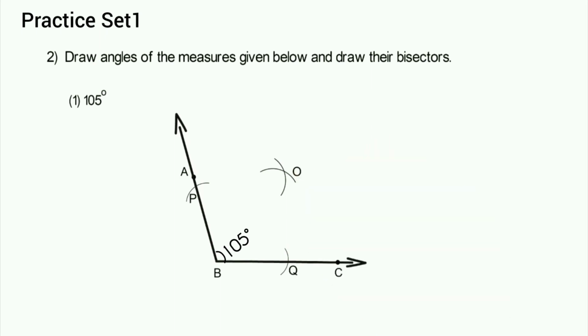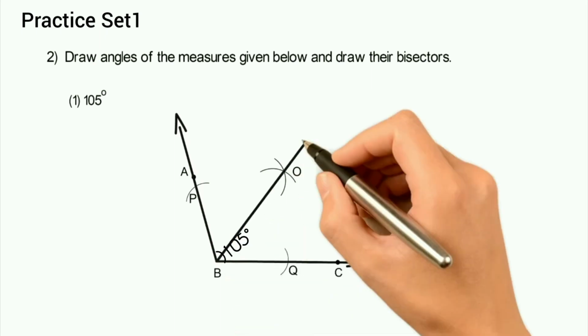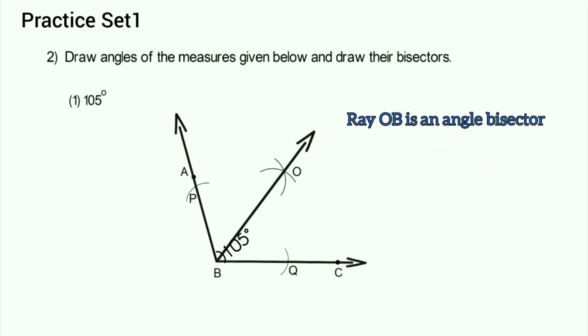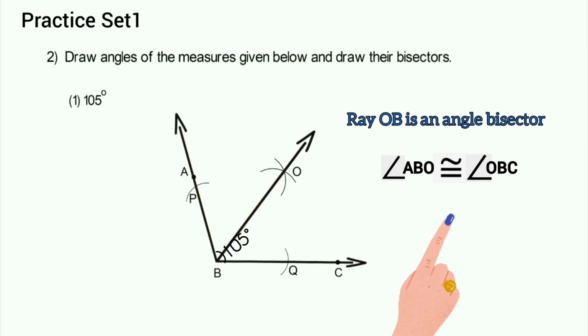Draw ray OB. Here ray OB is the bisector of angle ABC. Here angle ABO and angle OBC are equal in measures. Always keep habit of writing this after construction.